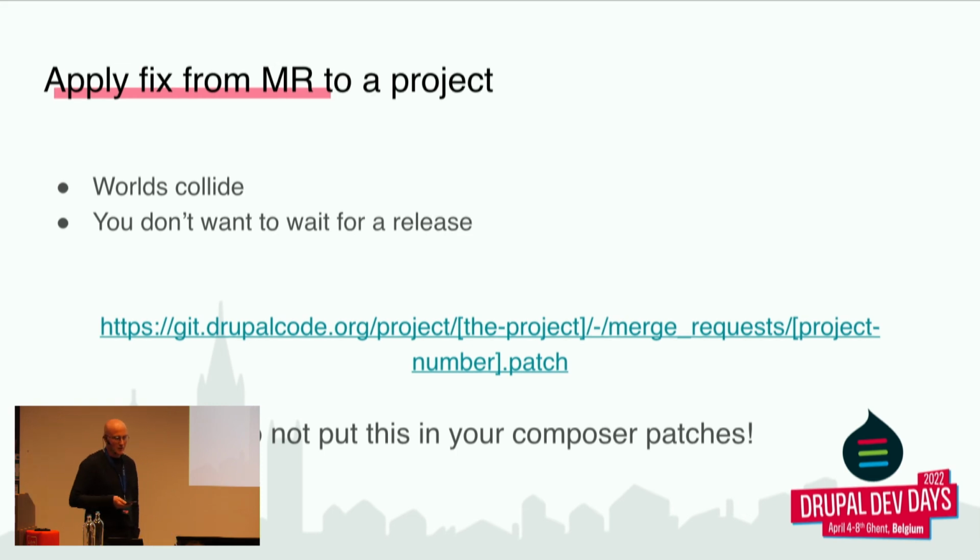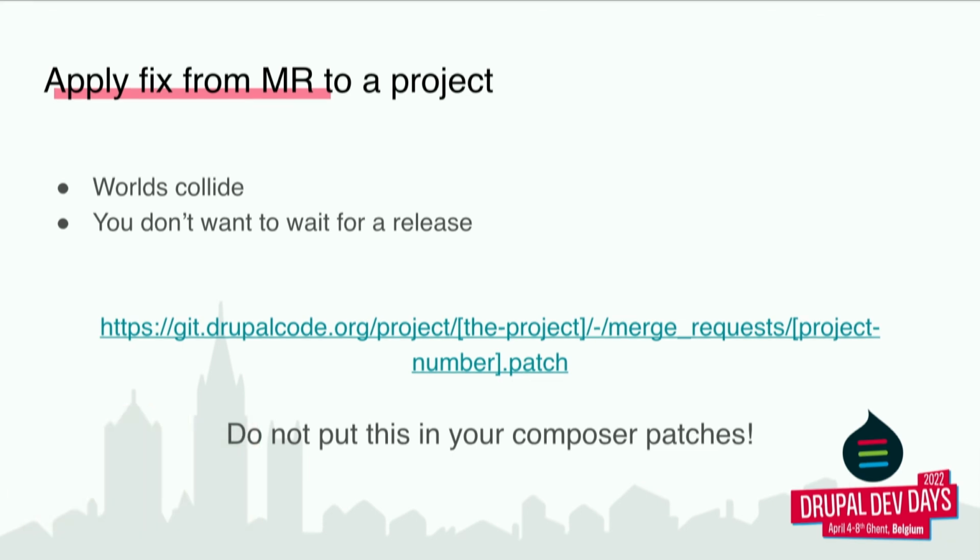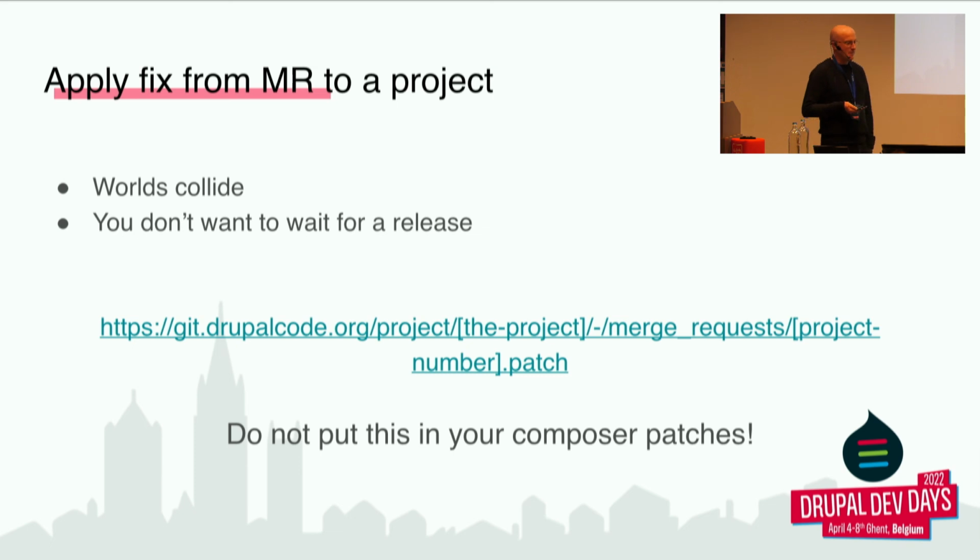Another good one, if you have a merge request that you would actually like to apply to a particular project, you can do so by going to the URL that you see in the screen. It says project number, that should be pull request number, I suppose. If you stick .patch after the URL for a merge request, you actually get a patch for that merge request, as if it were a patch.